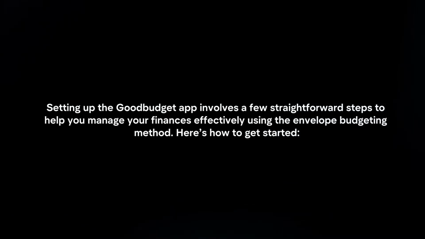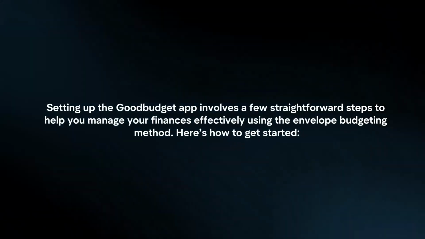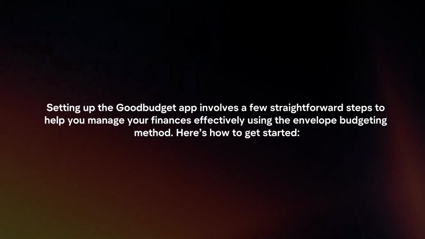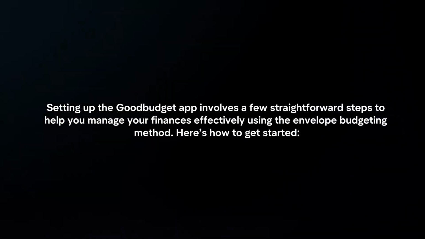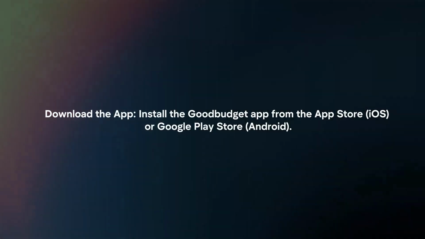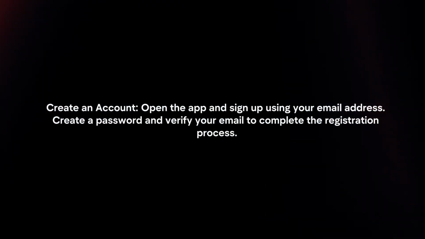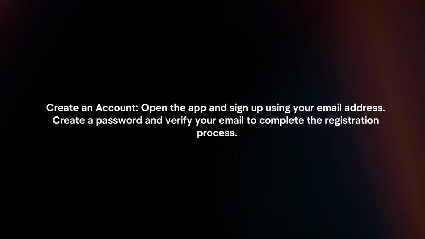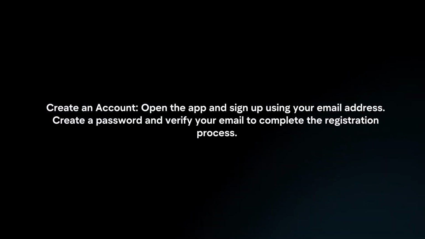Setting up the Goodbudget app involves a few straightforward steps to help you manage your finances effectively using the envelope budgeting method. Here's how to get started. Download the app. Install the Goodbudget app from the App Store or Google Play Store. Create an account. Open the app and sign up using your email address. Create a password and verify your email to complete the registration process.